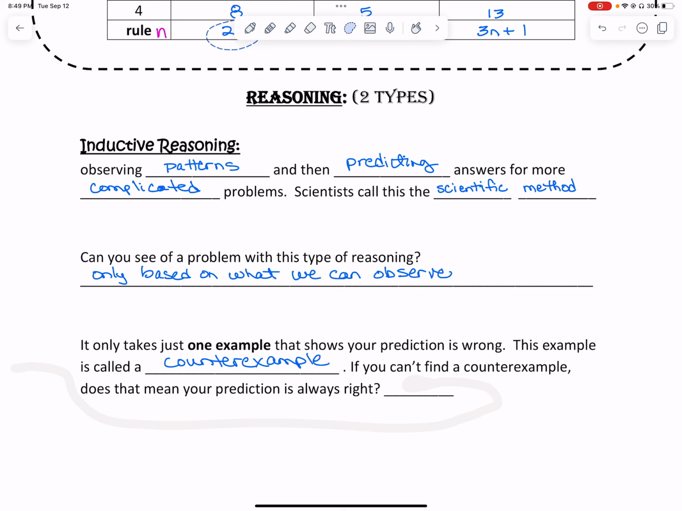If you can't find a counterexample, does that mean that prediction is always right? If I can't find one that doesn't work, does that mean that it's definitely right? That answer actually is no, because just because you didn't find that counterexample, that doesn't mean that what you thought was true is actually true, right? So you have to prove it in other ways.